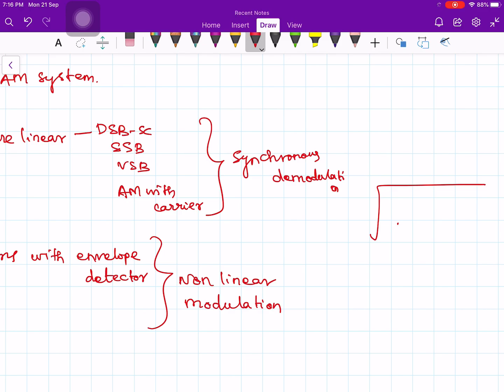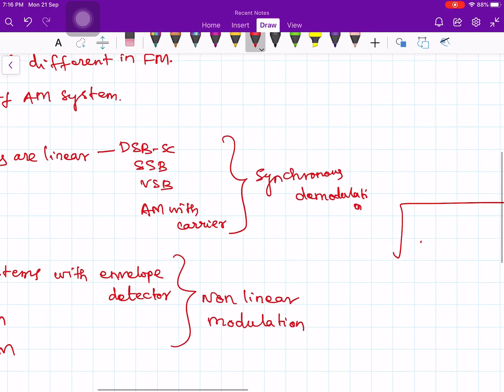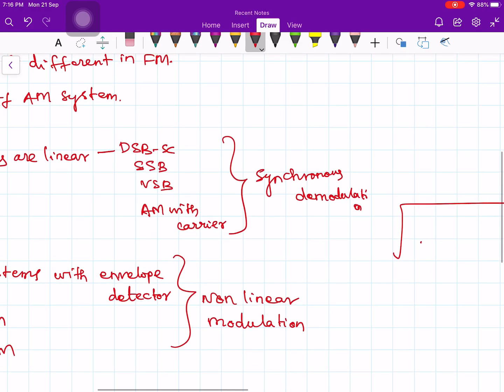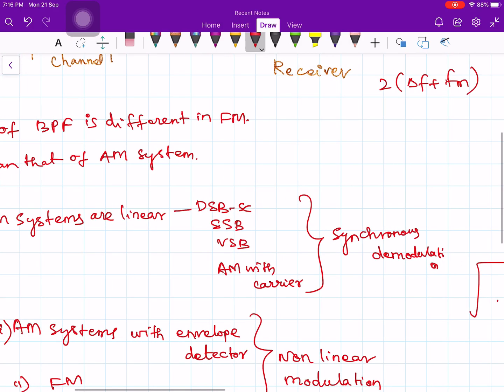Therefore we could actually use the principle of superposition for a linear system. What do we mean by superposition? You can separately calculate S0 and you can separately calculate N0 and you can take the ratio. That means we can calculate the effect of signal in the output and the effect of noise in the output separately. So that's what we mean by superposition. So you can calculate these two quantities independent of each other.